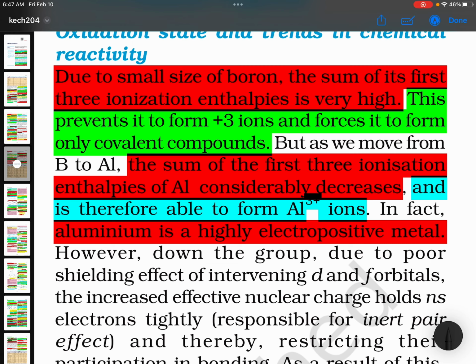This will be a statement question. Statement 1: Boron forms only +3 ions and it can form ionic compounds. Statement 2: First three ionization enthalpies are very high. One is false, two is right. Okay, now these kinds of statements will be given. So check this.